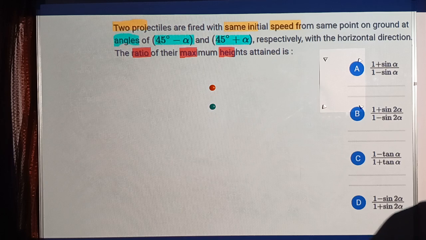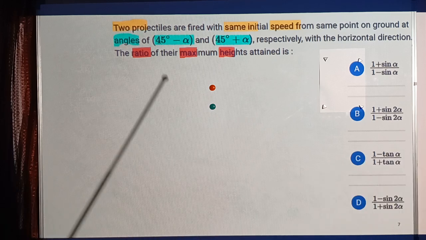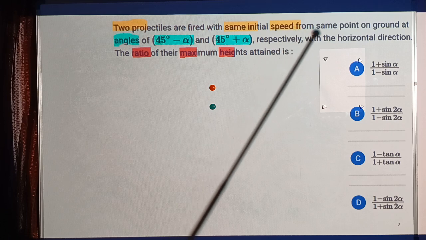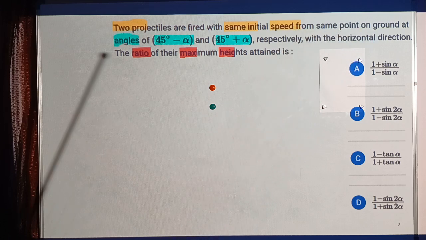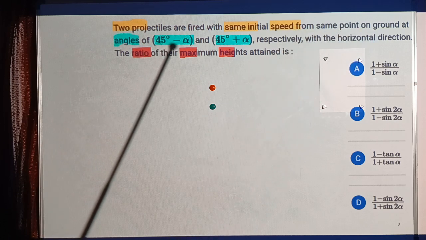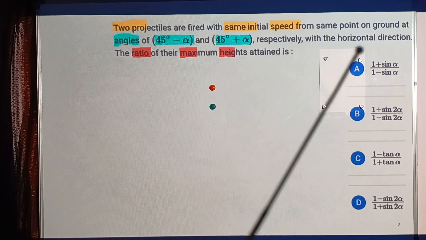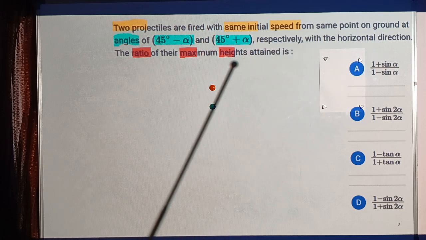This is the next question. Two projectiles are fired with same initial speed from same point on ground at angles 45 minus alpha and 45 plus alpha respectively with the horizontal direction. The ratio of maximum heights is.